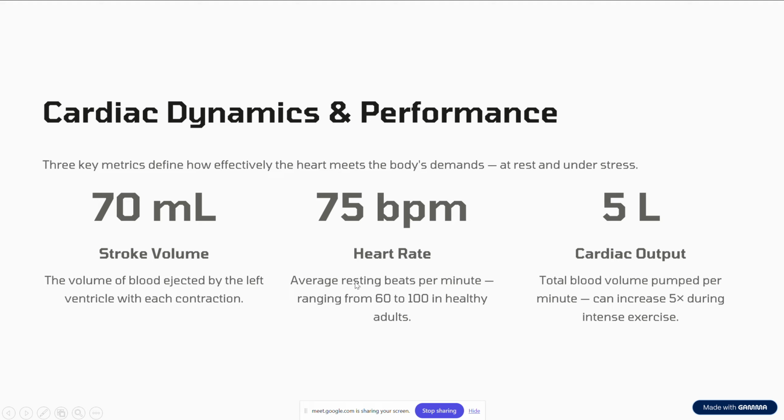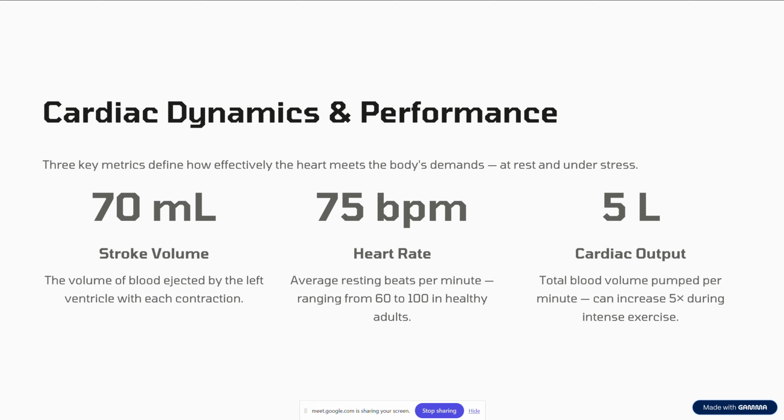Heart rate is the average resting beats per minute, and it has a range as well, usually from 60 to 100. If it is less than 60, it is a condition, and if it is greater than 100, it's also a problem. So it is expected to be 60 to 100 in a healthy adult. Let's say it is 75 beats per minute; multiply this by the stroke volume and you get your cardiac output. Cardiac output is the product of stroke volume and heart rate. It's expected to be about 5 liters per minute, the total blood volume pumped, and can increase up to five times during intense exercise.